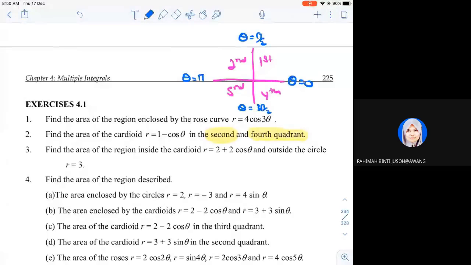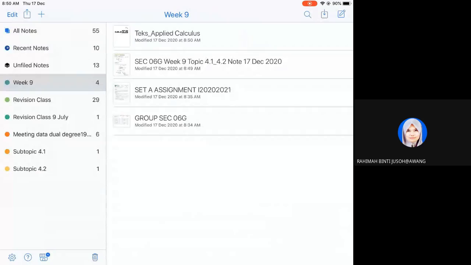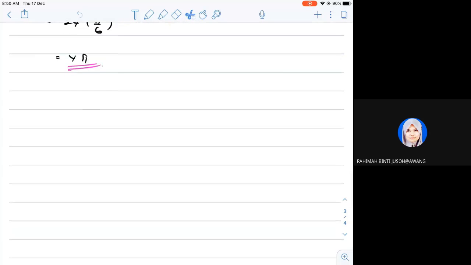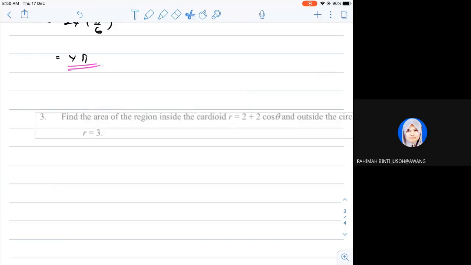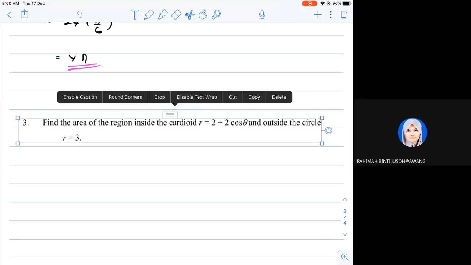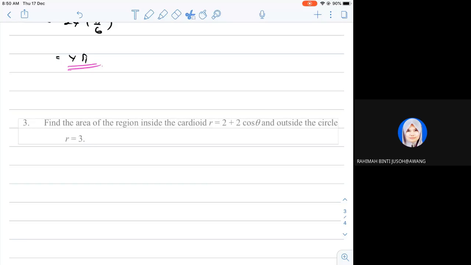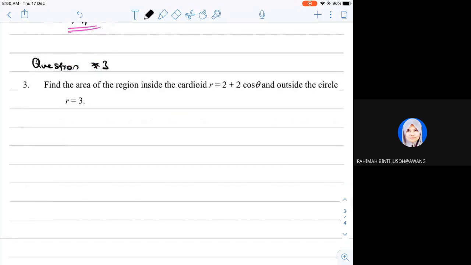Okay, so let us do question number 3. We have a combination graph. Question number 3: find the area of the region inside the cardioid and outside the circle. So let us sketch the graph.